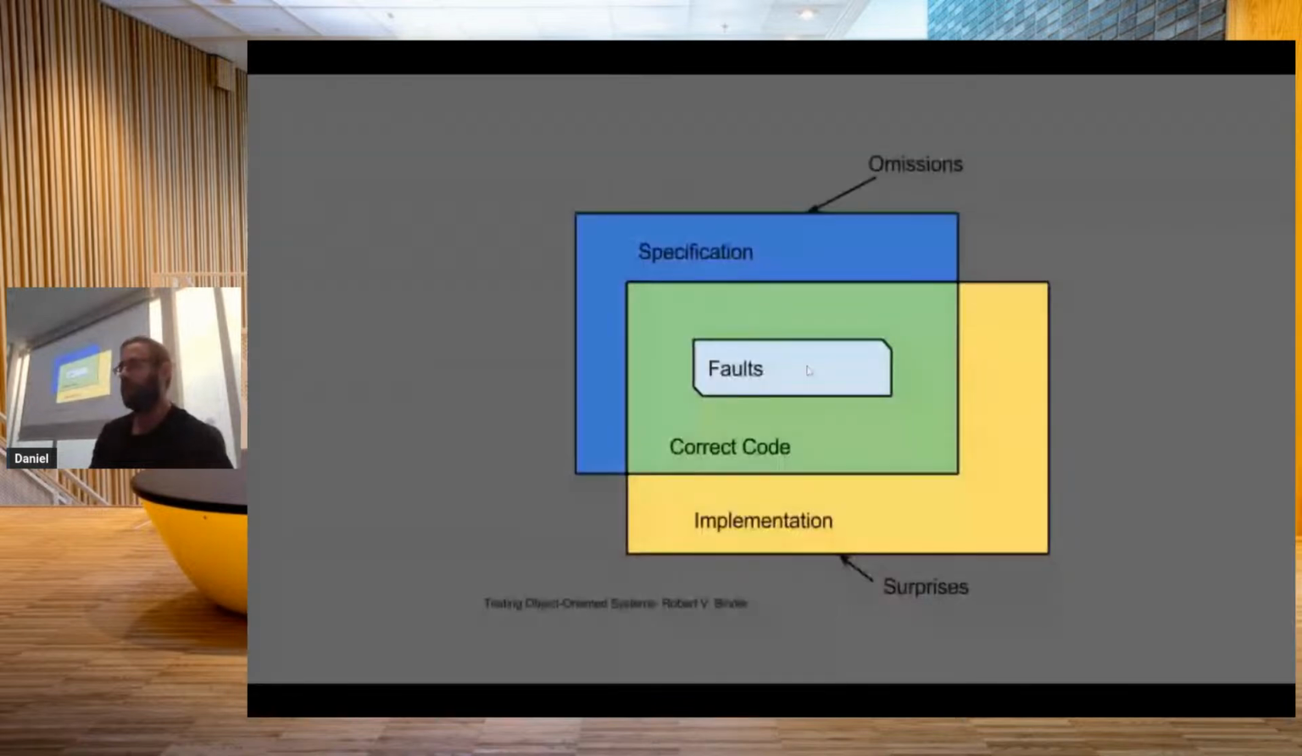And then we also have stuff in the implementation that we did not think about when we did the specification. So we call those surprises. So an Easter egg in a program is a typical example.